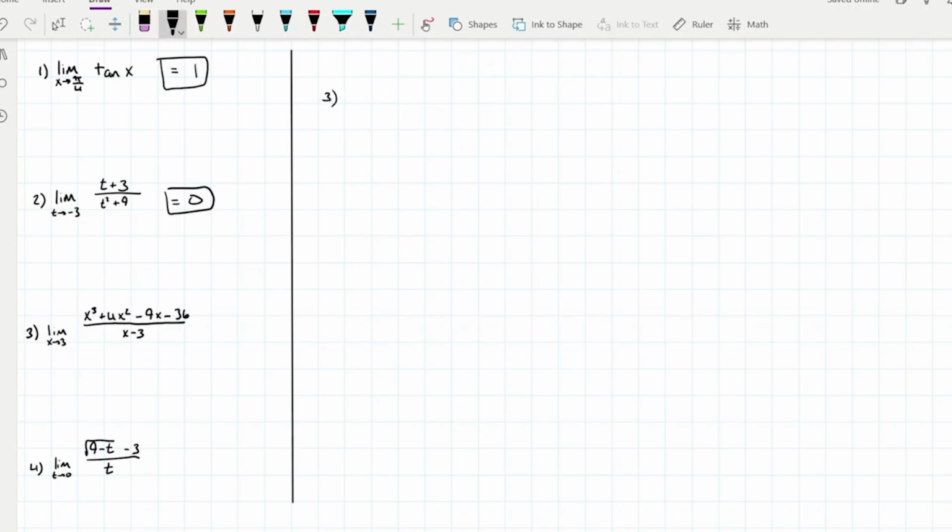For problem 3, again plugging in x equals 3, we'll get 3 cubed plus 4 times 3 squared minus 9 times 3 minus 36 all over 3 minus 3. If we evaluate this out, we will get 0 over 0, which is an indeterminate solution.